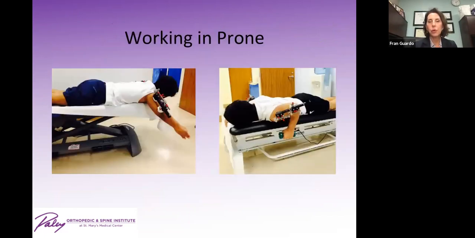You can also work in prone, so that you're keeping the posterior muscles nice and strong, so that they can support the fixators and maintain their body through the lengthening with good posture.